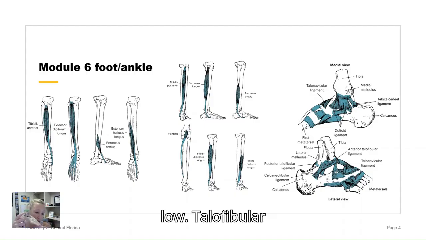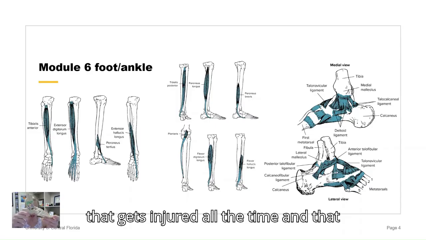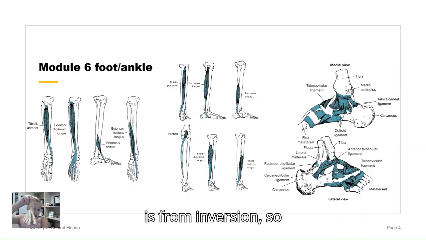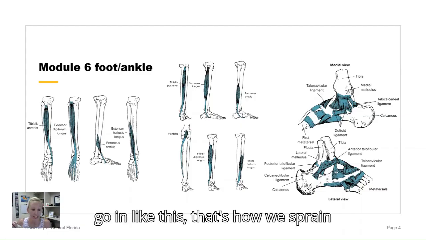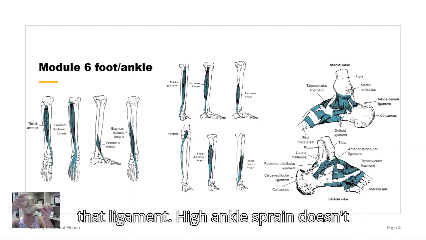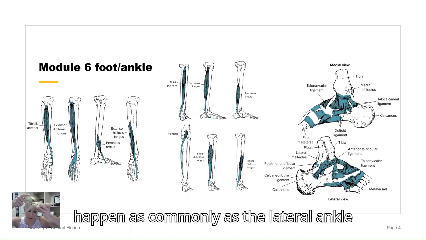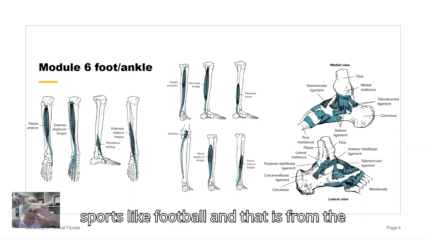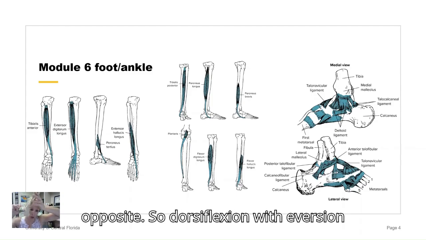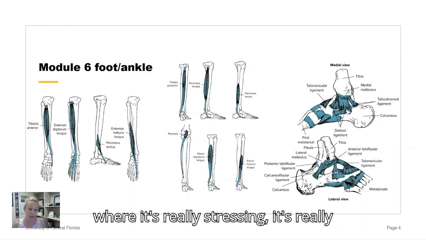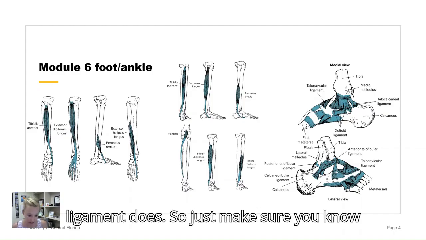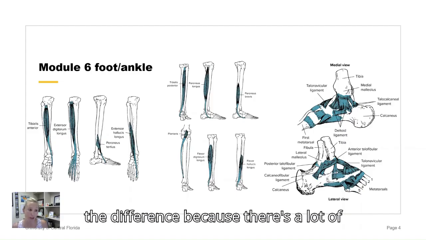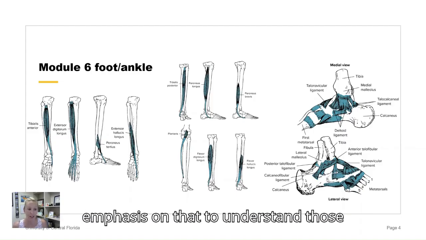So anterior talofibular ligament is our classic lateral ankle sprain ligament that gets injured all the time. And that is from inversion. So inversion and plantar flexion. So if we step off a curb weird, and we go in like this, that's how we sprain that ligament. The high ankle sprain doesn't happen as commonly as the lateral ankle sprain, and it happens more in high energy sports like football. And that is from the opposite. So dorsiflexion with eversion, where it's really pushing that tibia and fibula to split. And that is what that tibiofibular ligament does. So just make sure you know the difference, because there's a lot of emphasis on understanding those differences.